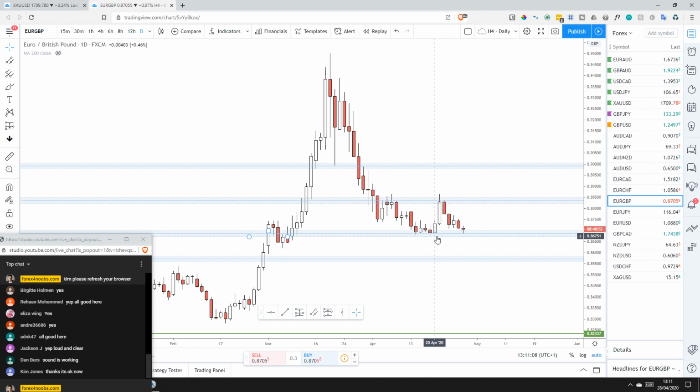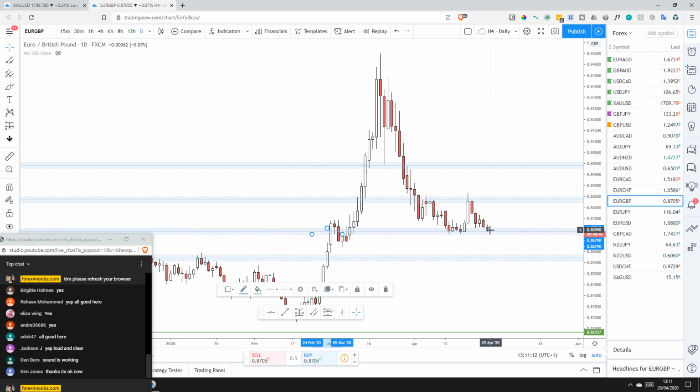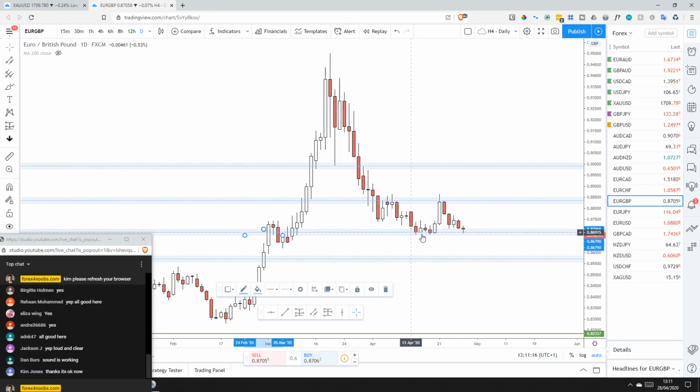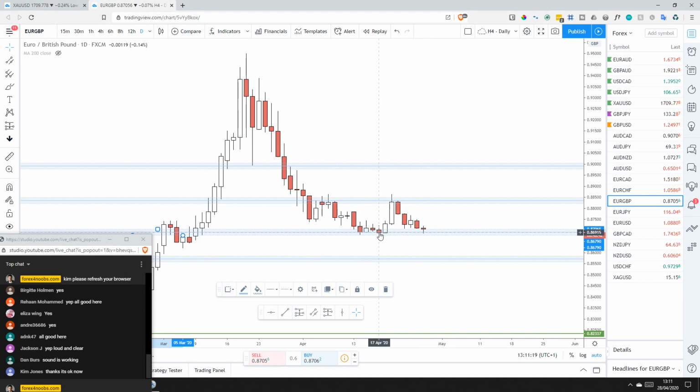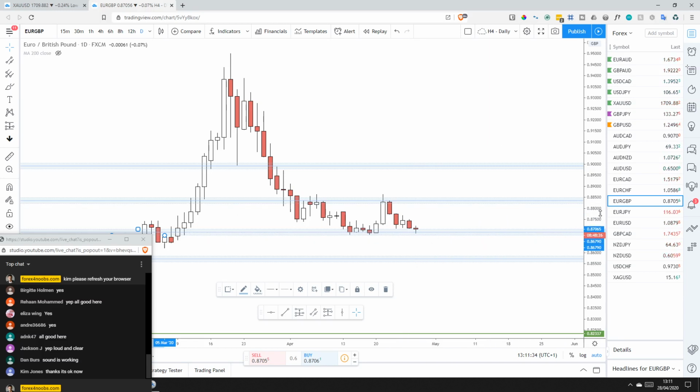EURGBP looks somewhat interesting. It's stalling out on this support area here that formed. It has some history, but it had a pretty significant bounce around about 2 weeks ago. So that one looks quite interesting, actually. There's definitely potential for a long here on EURGBP. Let's keep a close eye on that potential long there.